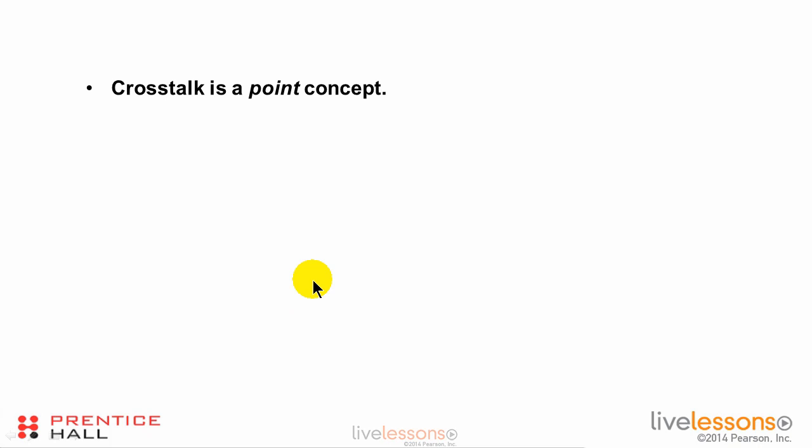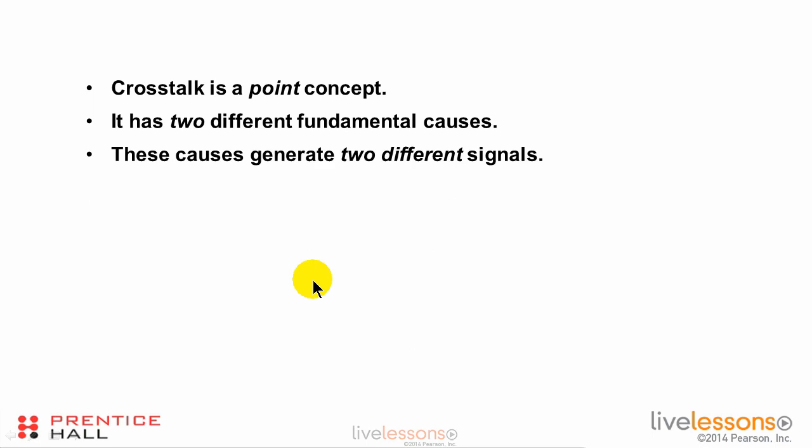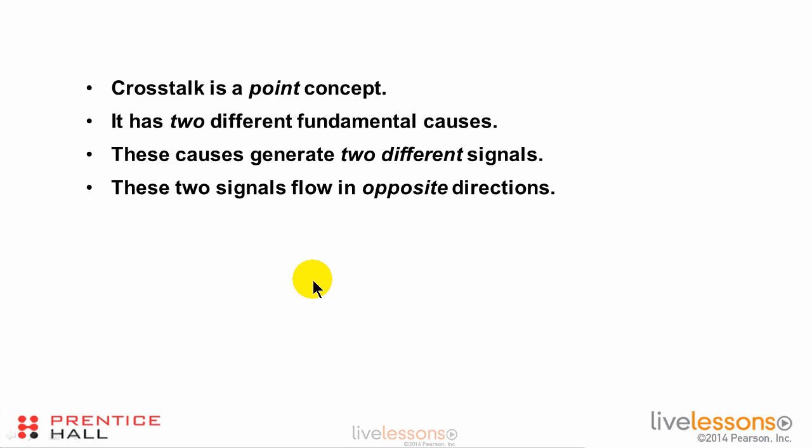First of all, crosstalk is a point concept. It occurs at a point and then radiates away from that point. It has two different fundamental causes, and these causes generate two different signals. And these two signals flow in opposite directions, in two different directions.